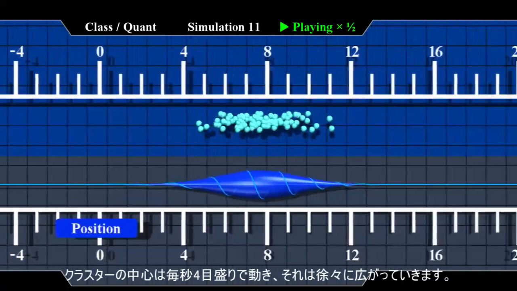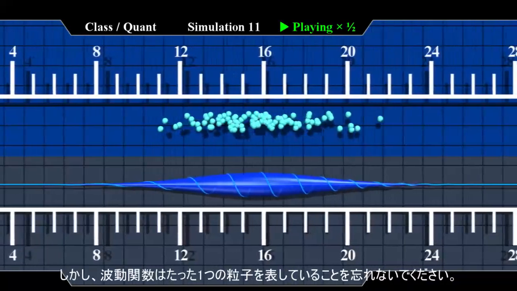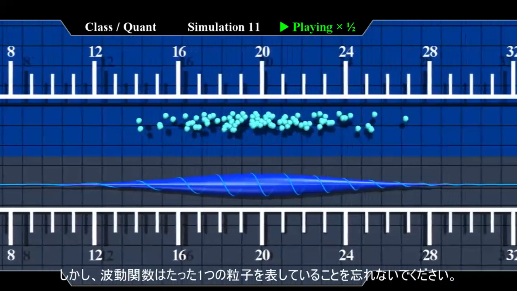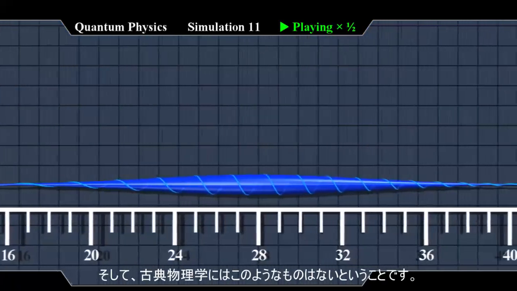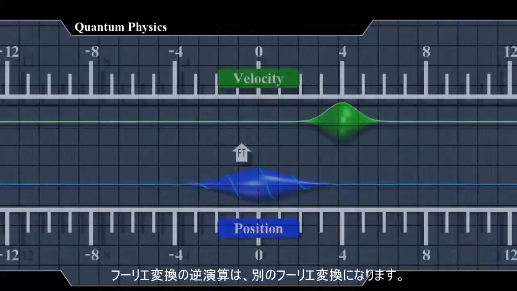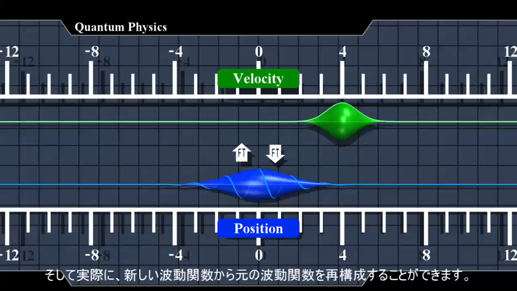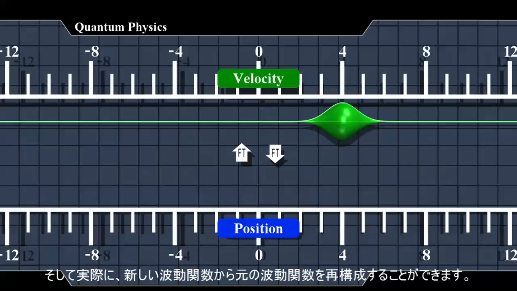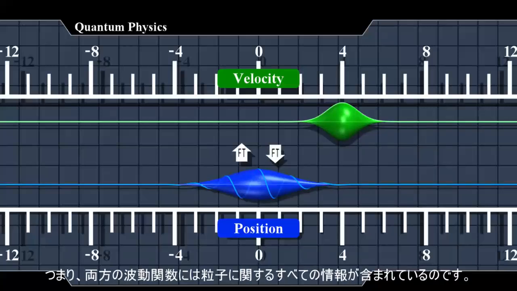The center of the cluster moves at 4 units per second, and it is gradually spreading. But remember that our wave function represents just one particle, and that there's nothing quite like it in classical physics. The inverse operation of a Fourier transform is yet another Fourier transform, and we can in fact reconstruct the original wave function from the new one. So both functions contain all the information about the particle.